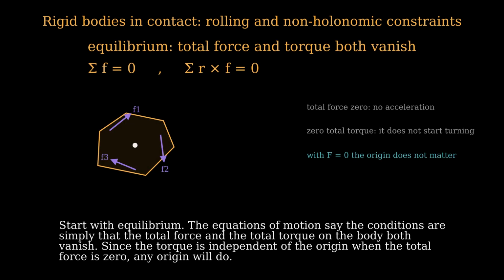Start with equilibrium. The equations of motion say the conditions are simply that the total force and the total torque on the body both vanish. Since the torque is independent of the origin when the total force is zero, any origin will do.